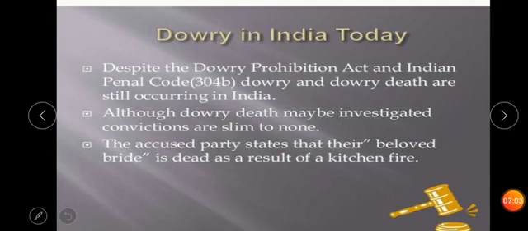The accused party states that their beloved bride is dead as a result of a kitchen fire. Means they used to give the excuse of a kitchen fire: their beloved bride is dead just because of a kitchen fire. So this is the scenario. That's why laws are made for a country like India, for different aspects, for different cases. As per the demand of the time, the laws are also getting changed.